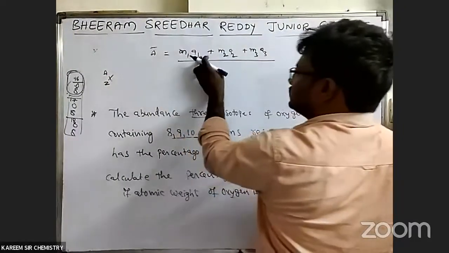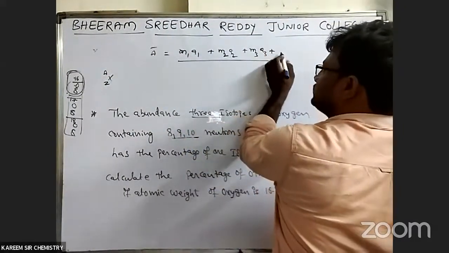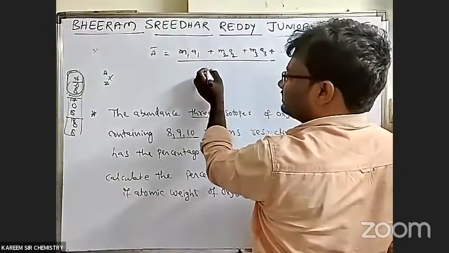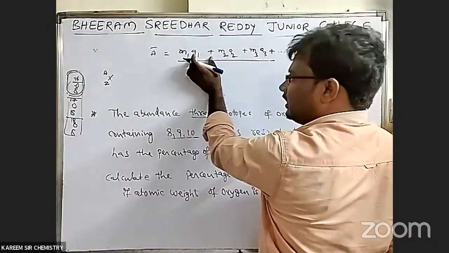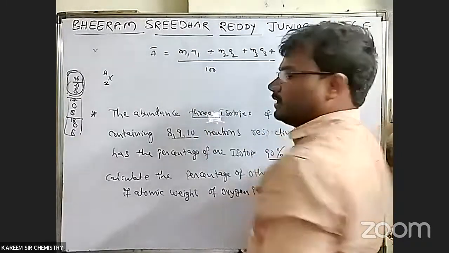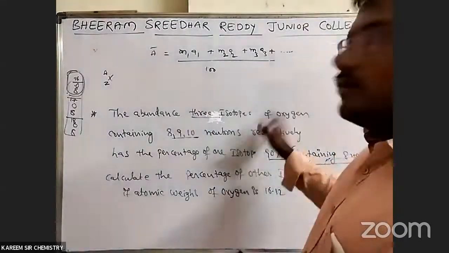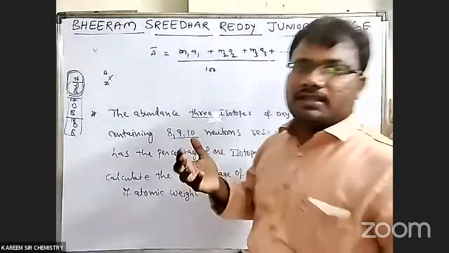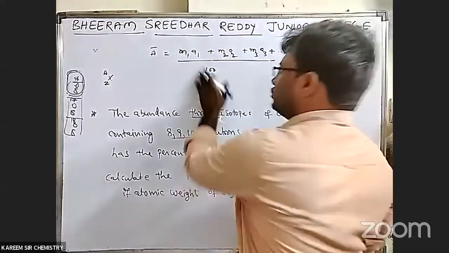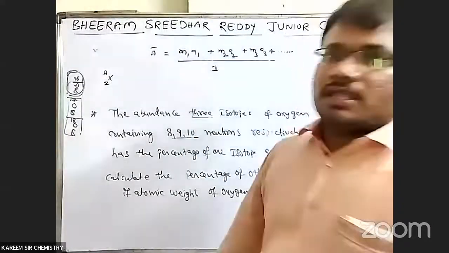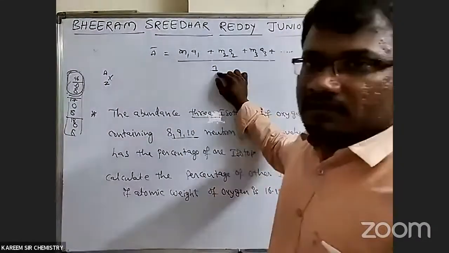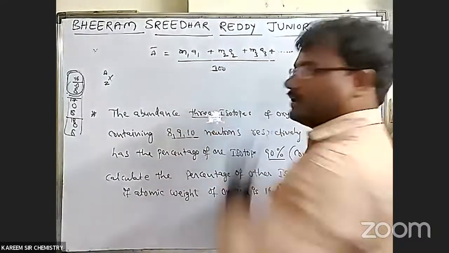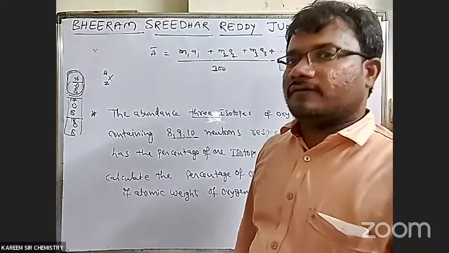So suppose if many isotopes are there, you can continue this. All isotopic abundance we are calculating with respect to 100. So relative abundance in percentage is given by 100. If the relative abundance is given as a fraction, you should divide by 1. If it is given in percentage, you should divide by 100. Then you will get the average atomic mass.